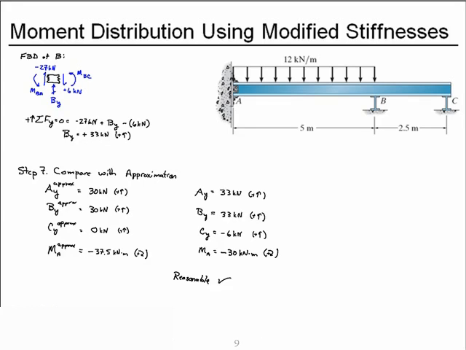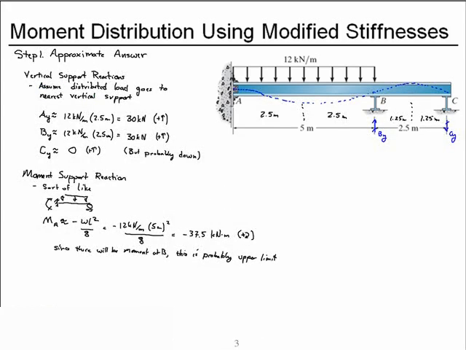So now let's review the process we followed to obtain these results. We started by approximating the answer. We assumed that for vertical support reactions, the distributed load goes to the nearest vertical support. And then we sketched the anticipated elastic curve, that is deflected shape, and saw that our prediction for CY of 0 is probably not going to be true, that we expect actually a downward reaction, but its magnitude should be much smaller than AY and BY.